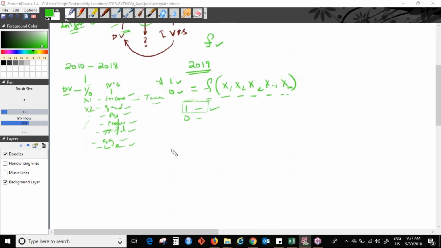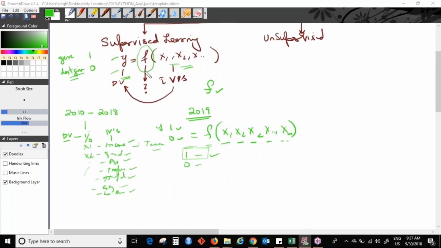We will evaluate different algorithms in detail. We will evaluate how this function f is found and what challenges we face while finding this function. So all of this we will discuss in detail.